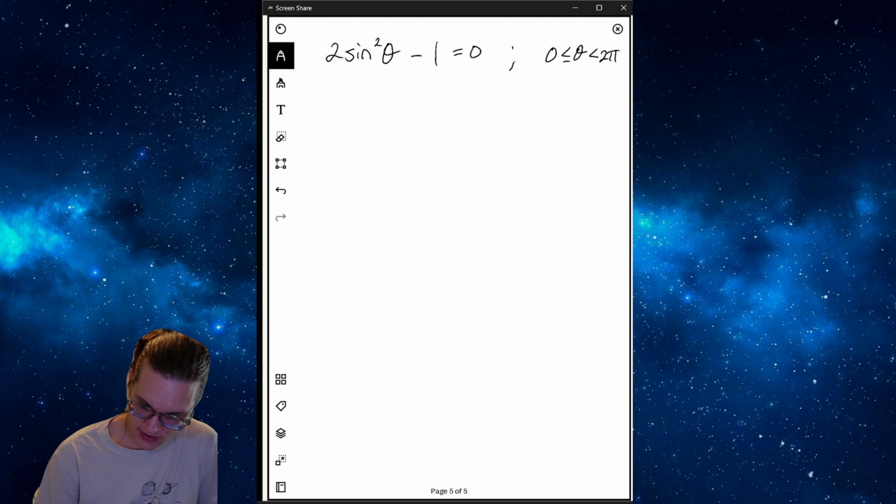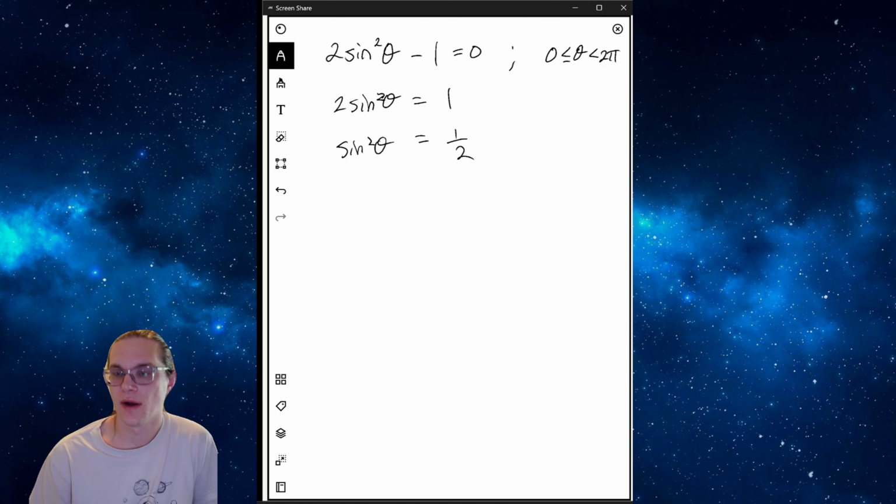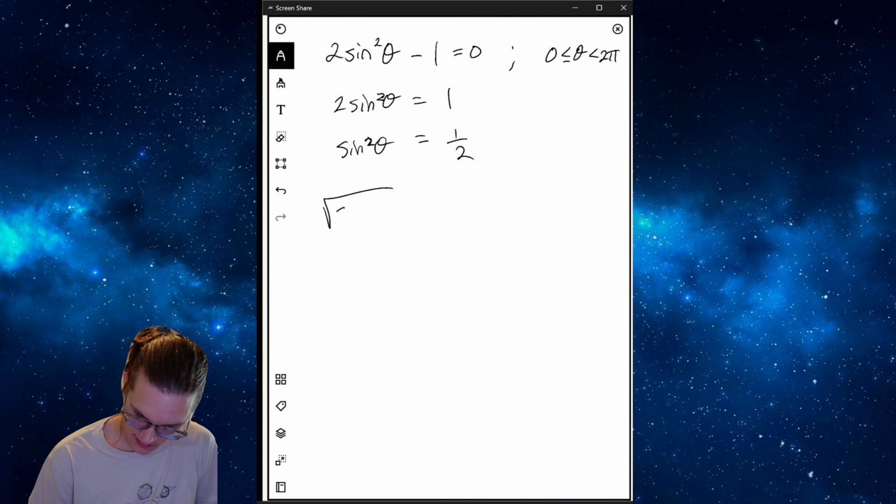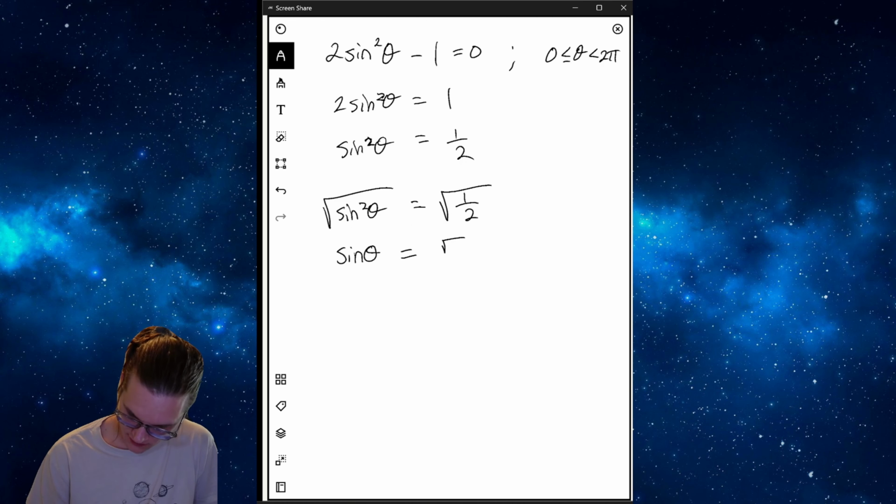So it looks like we're going to have this, because I moved this -1 over there. And we're going to have this, because I divide both sides by 2. And then we'll have square rooting both of these. When you do this, you get sine of theta over here. And you get the square root of the top over the square root of the bottom, which we don't need to write the square root over the 1.